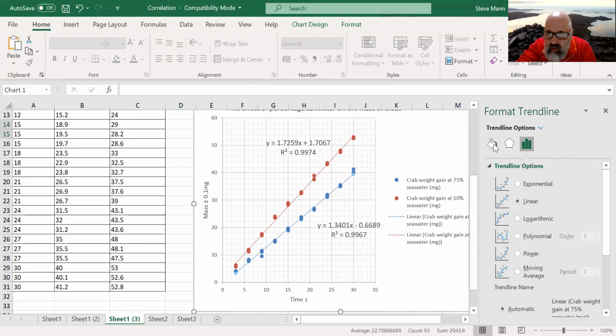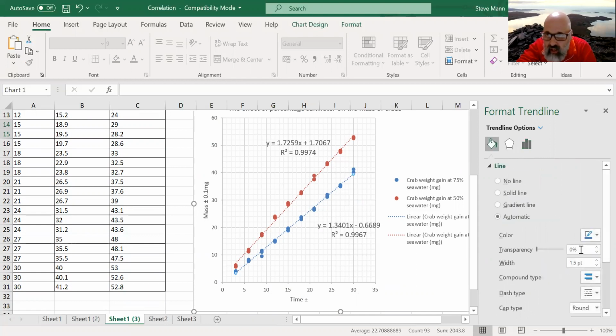What I did want to change possibly was the style of the line. So we've got a dash type there. I quite like continuous lines. I think I prefer that. I might change its color. I'm just hoping if I change the color, it's going to change it here as well. Okay, change my mind, I'm going to keep the color as it is.